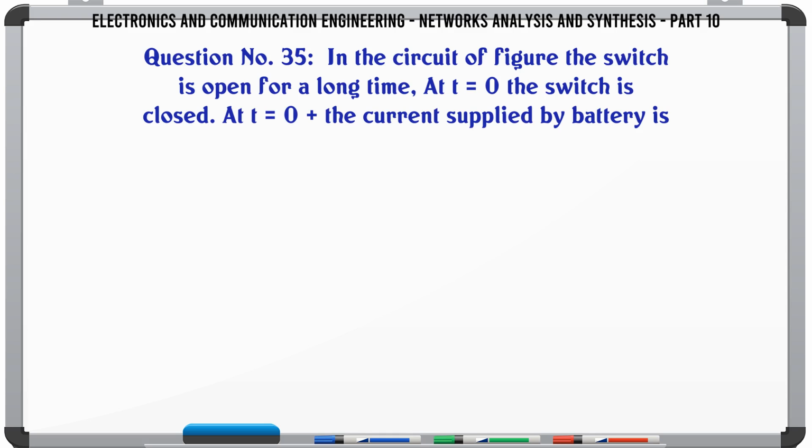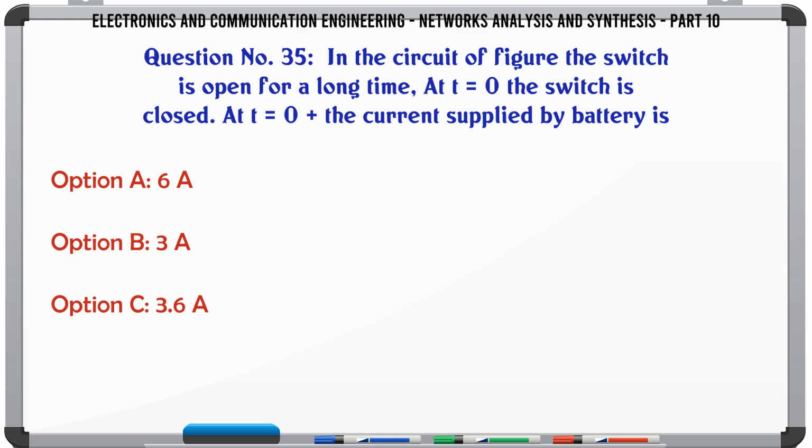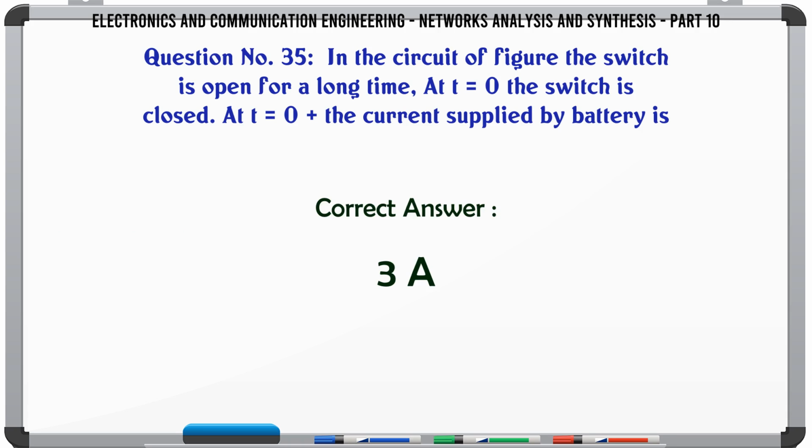In the circuit of the figure, the switch is open for a long time. At t = 0 the switch is closed. At t = 0 the current supplied by the battery is: A) 6 A, B) 3 A, C) 3.6 A, D) 1.5 A. The correct answer is 3 A.